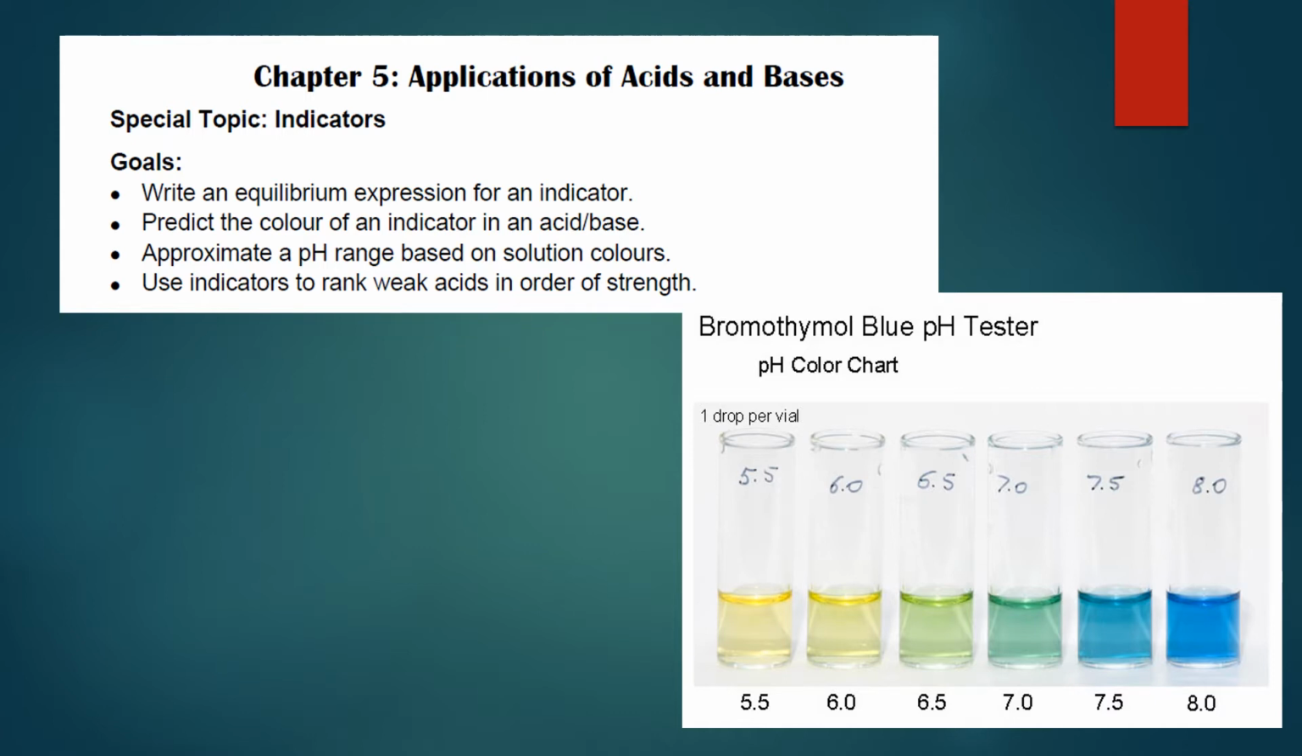in order of strength. The little picture down at the bottom, you can see a bromothymol blue pH indicator, and you can just see the color transitions that it goes through from a pH of 5.5 to 8.0. And each pH indicator has a different set of pHs that it'll change colors in.